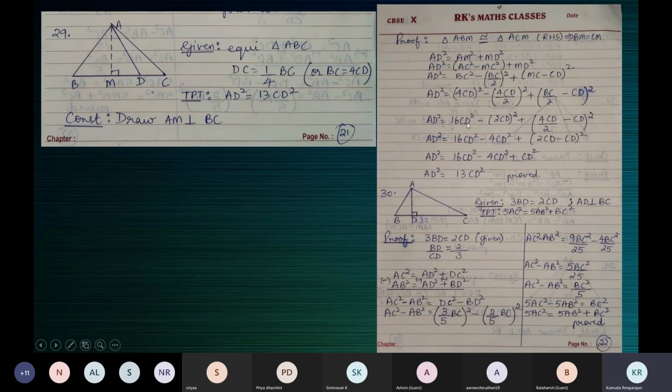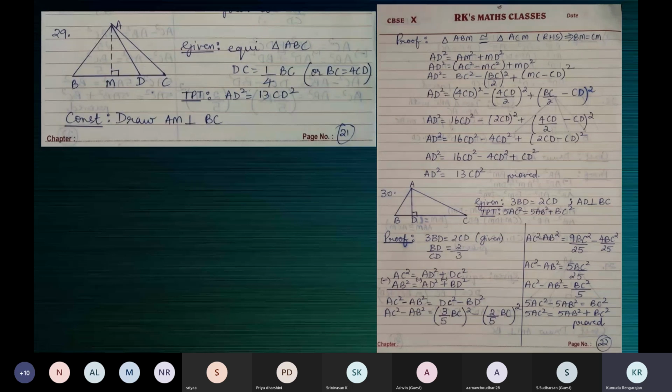So this is 16 CD square minus 2 ones are 2, 2 twos are 2 CD the whole square, plus BC by 2. BC is nothing but 4 times CD by 2, minus CD the whole square. So 16 CD square minus 4 CD square plus this one is 2 CD minus CD, so CD the whole square, CD square. So all this will give us 13 CD square. AD square is equal to 13 CD square.